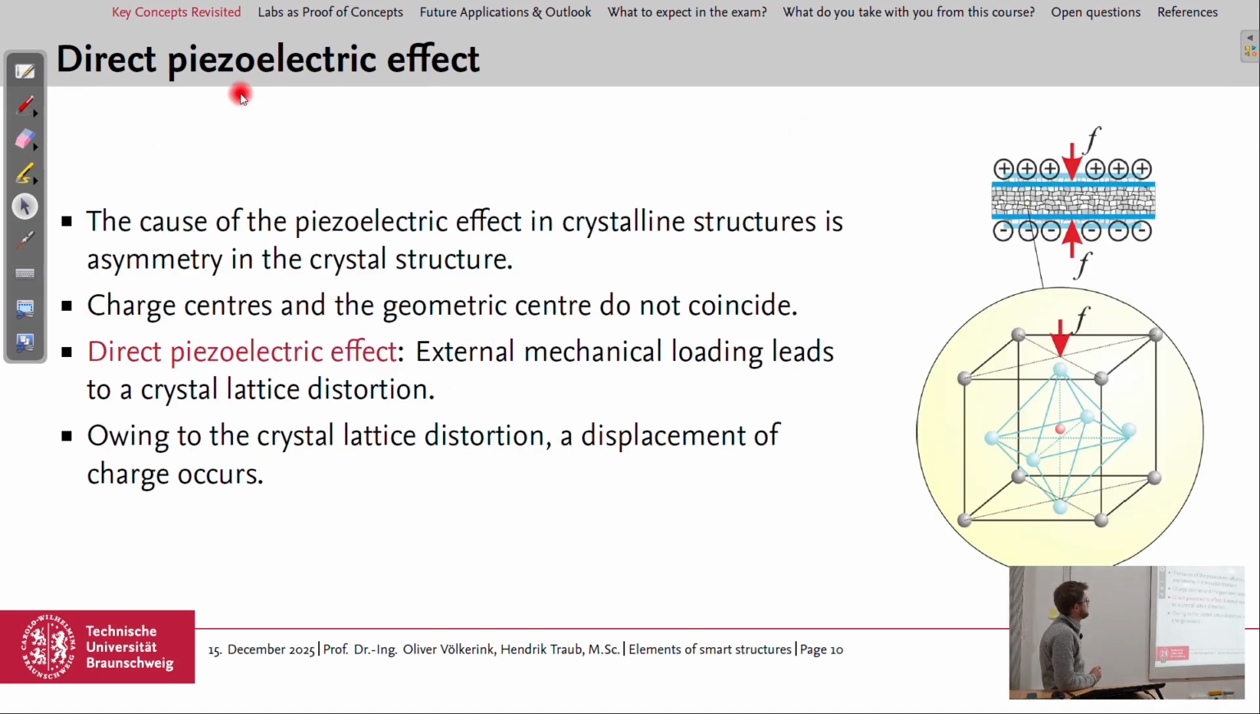So the direct piezoelectric effect, the effect we use when we use this multifunctional material as a sensor, again is caused by the asymmetry in the crystalline structure. The charge center is not the geometric center in the crystal, and if we have an external loading, this would distort the lattice, and this yields a surface charge which we then can measure.